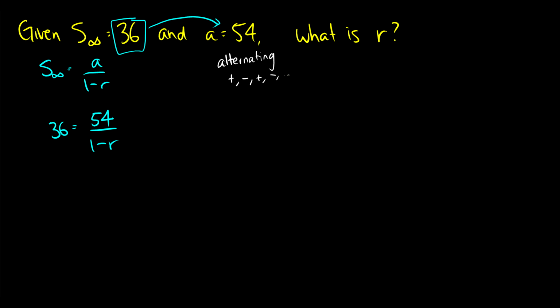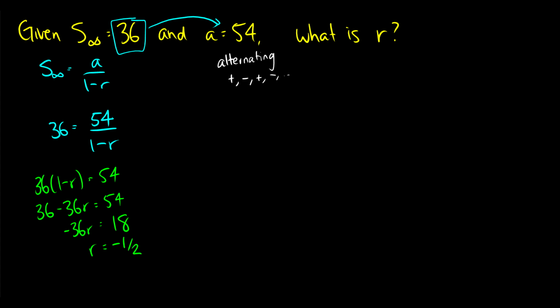So let's do some math here. Let's multiply both sides by 1 minus r. So we're going to get 36 times 1 minus r is equal to 54. So when we expand, we get 36 minus 36r is equal to 54. Let's take the 36 over to the right side. So we get negative 36r is going to be equal to 18. And we divide by negative 36. And we find that r is equal to negative 1/2. So let's take a look at this.